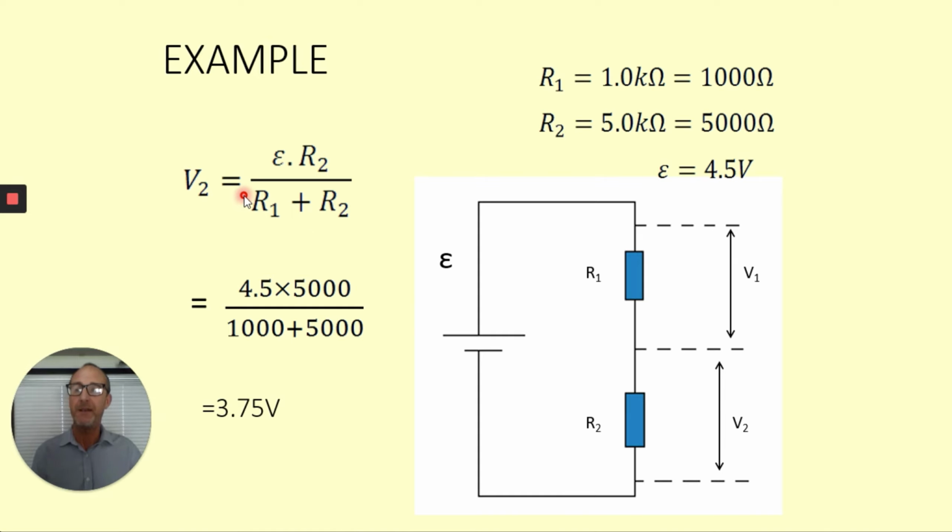So here we've got an example again. Here we've converted to ohms. We've got our potential difference. Here is 4.5 volts, which is of our source. And we've got 4.5 here, times it's 5 out of 1,500. So it's 5,000 out of 1,500 gives us 3.75 volts. Okay, moving on.